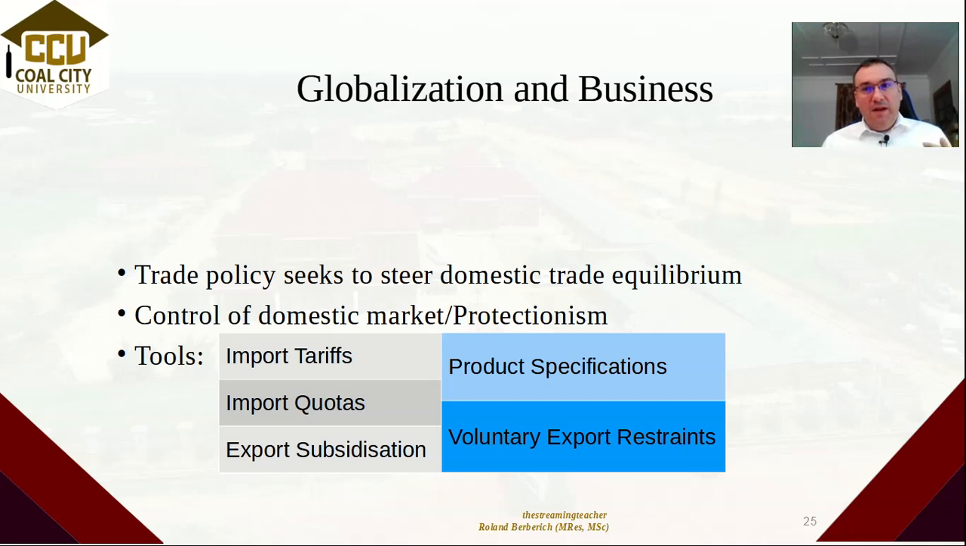Now, how we steer this kind of trade and how we try to maximize benefit for us domestically is trade policy. So we want to affect, as politicians, the domestic trade equilibrium. We want to protect our workers while taking advantage of global trade. We cannot control what everybody else does in the world, and that is a big issue, obviously, for policy.